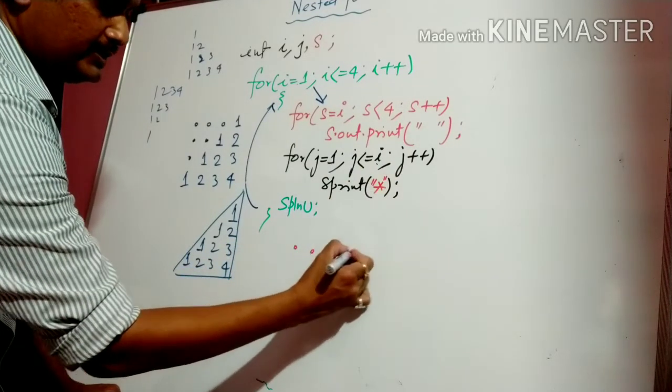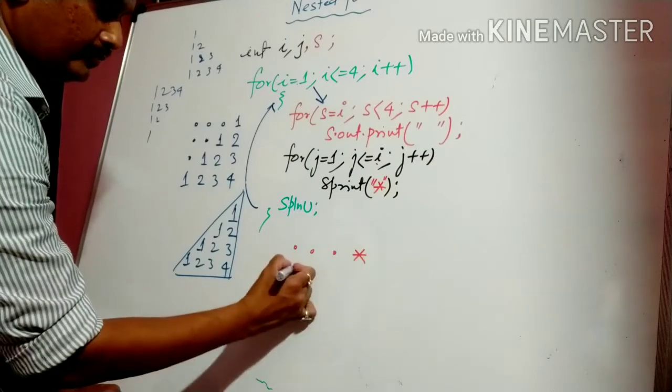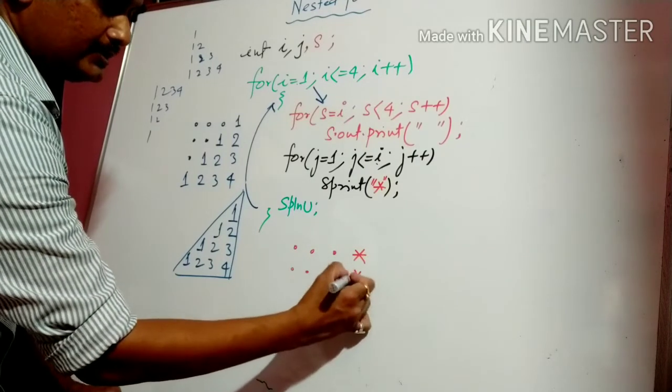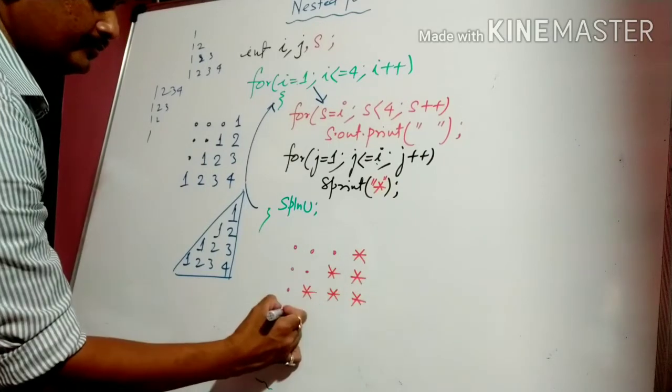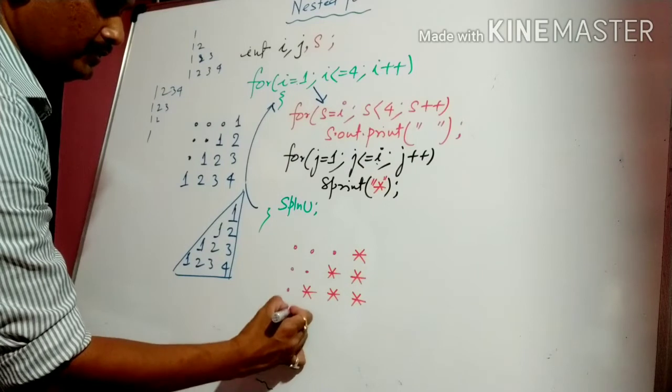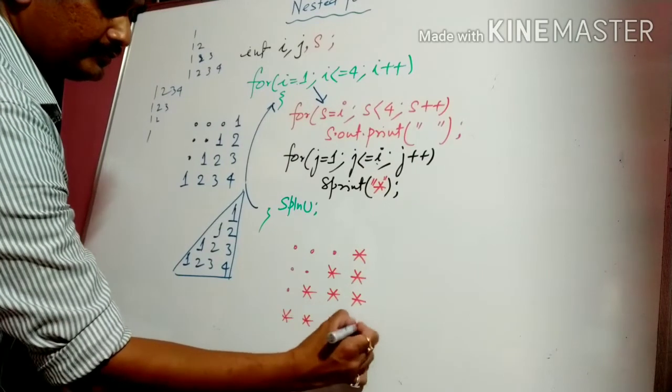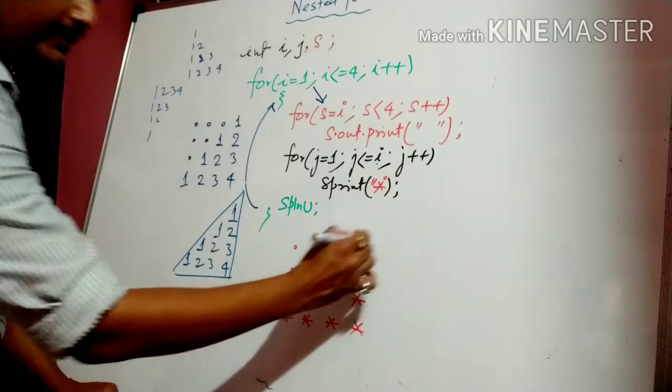Space, 3 spaces, then here will be space, 2 spaces, star star, 1 space, 4 times condition false. Are you getting it?